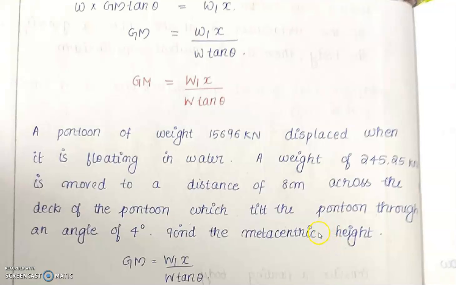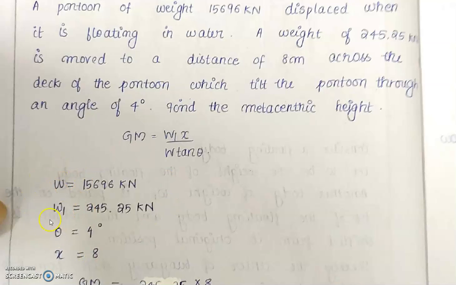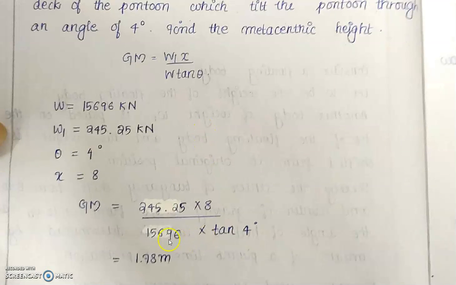So it is direct substitution, all the data are given in the question. Directly substitute in this equation, and you will get GM as 1.78 meters. I hope this is clear to you all.